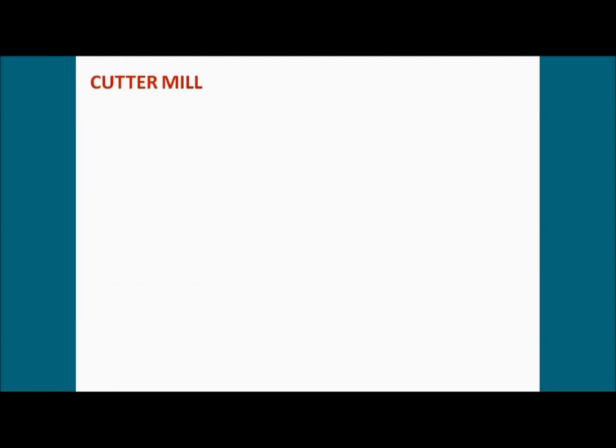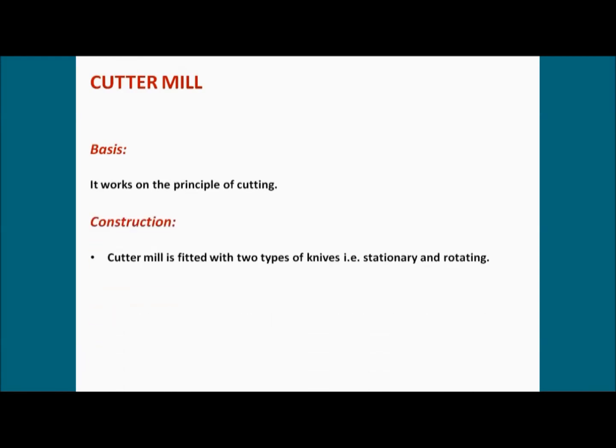The ball mill is not applicable for soft materials. The next one is the cutter mill. Cutter means cutting, right? Here we will have blades. The cutter mill works on the basis of cutting, first of all, right? Now regarding its construction, the cutter mill is fitted with two types of knives. One knife is stationary, the other knife is rotating.